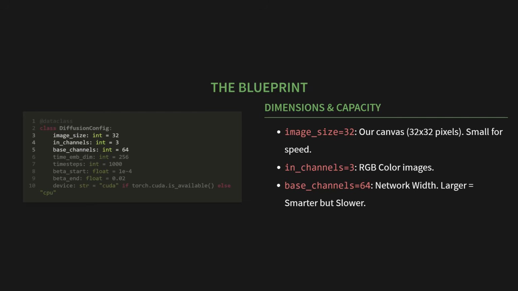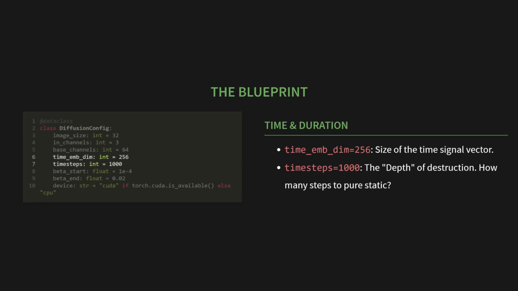This is a big one. It controls the network's width. A larger number means a smarter, more powerful model, but it also means it's slower. Next, let's talk about time and duration.